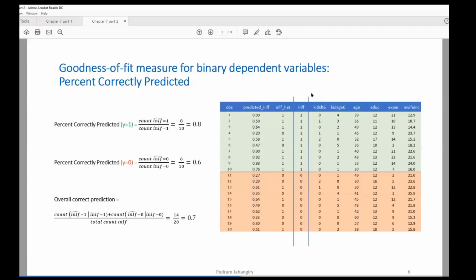So I have to do one extra step, and that extra step is that we come up with a subjective rule. It's literally subjective. I'm going to say that if the probability of success that the model is predicting is greater than 50%, call y hat equal to 1. If it is less than 50%, call y hat equal to 0. This 50% is subjective.